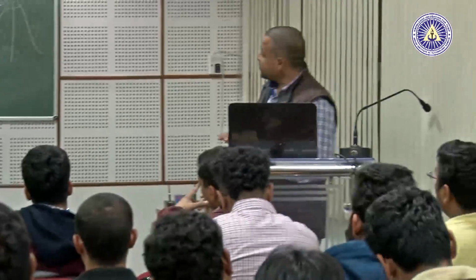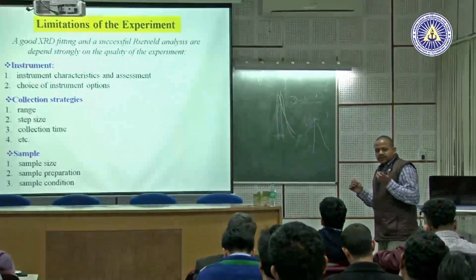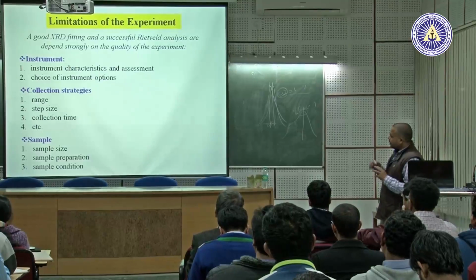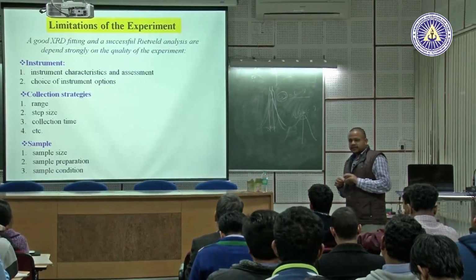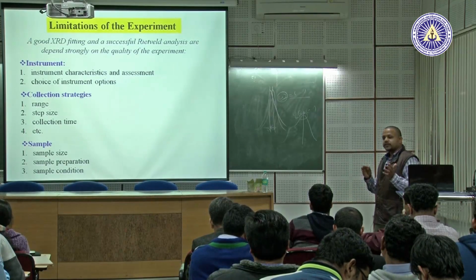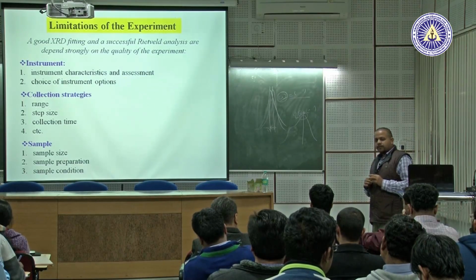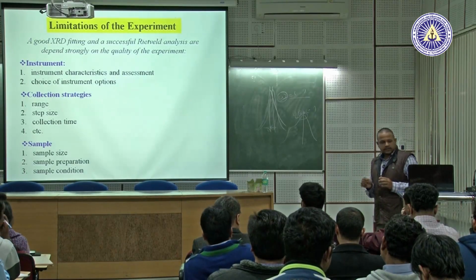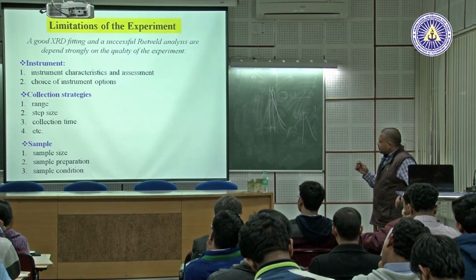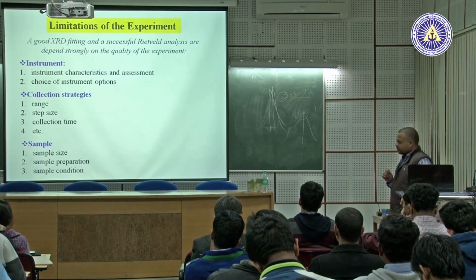Collection strategy: range. The person already told in the last lecture the importance of 120. The requirement in refinement is to take a long range, at least 20 to 80 or 10 to 90. And the higher range also has an importance with respect to your material. Step size: mostly 0.02 to 0.05 is chosen.